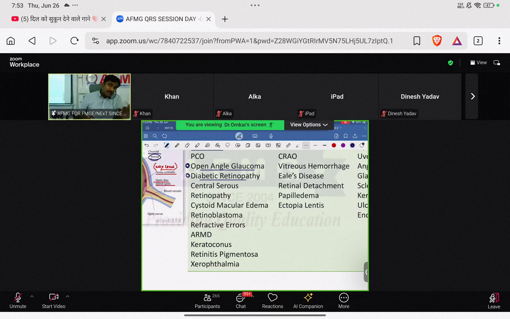Next important beta, macular diseases. Macular, meaning central part of retina, if there is any problem, those macular diseases can be, one is CSR known as central serous retinopathy, or another is CME, that is cystoid macular edema. So whether it is central serous retinopathy or cystoid macular edema or ARMD, that is age related macular degeneration, all these macular diseases will cause a gradual painless loss of vision.